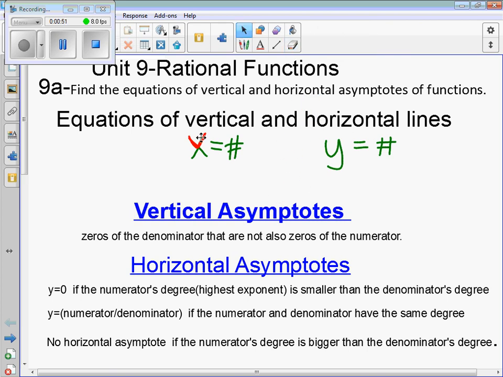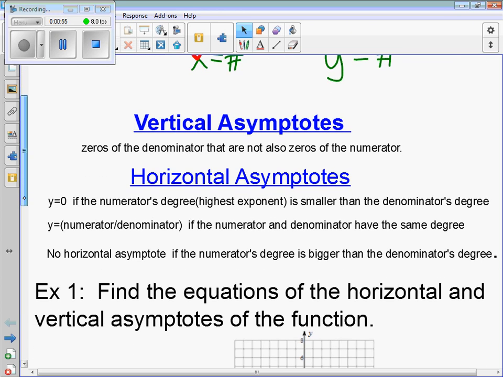Anyway, moving on. Things we need to know: to find a vertical asymptote, we use the zeros of the denominator that are not also the zeros of the numerator. This may not make sense right now, but when we get into the problems, hopefully it starts making sense.